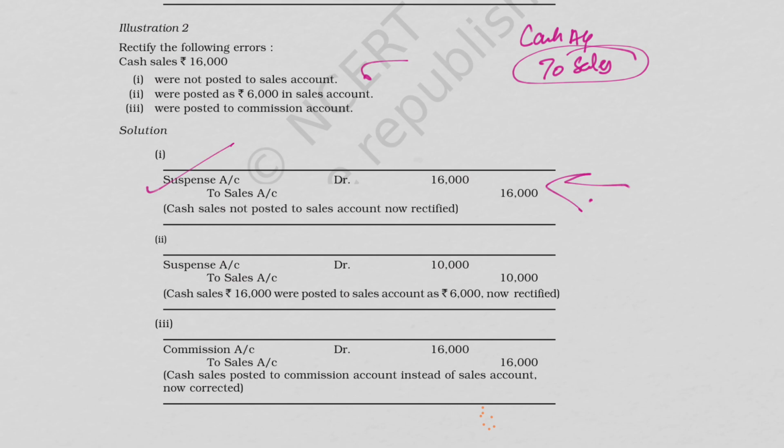Second, we have it was posted as 6,000 in sales account. So here short posting has been done. So we'll add it by 10,000. Suspense account debit to sales 10,000.